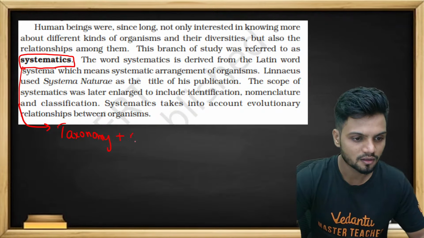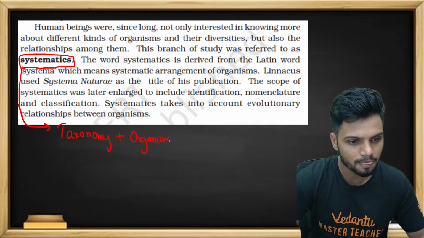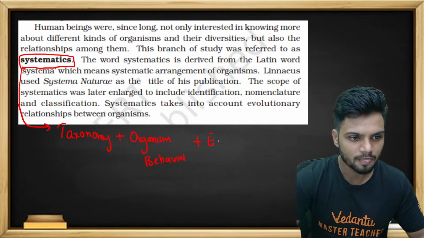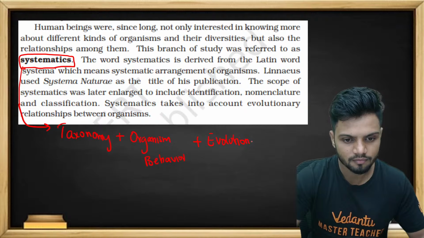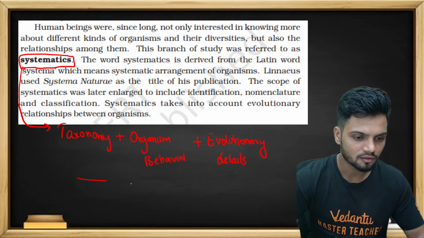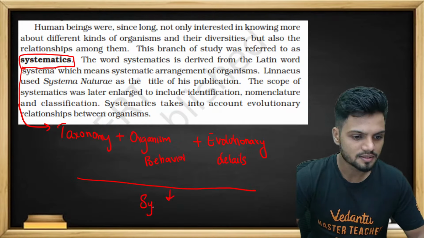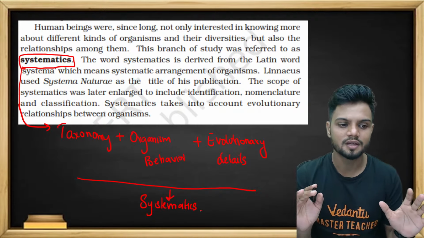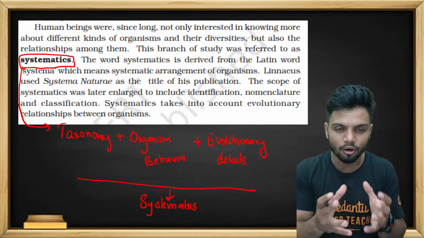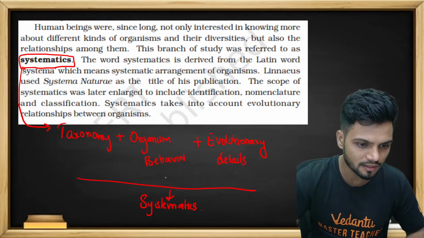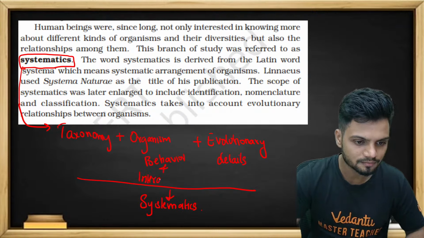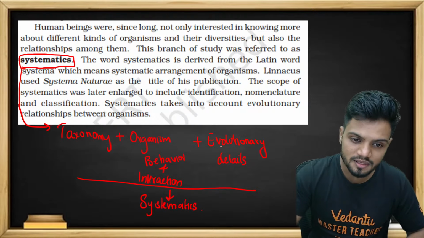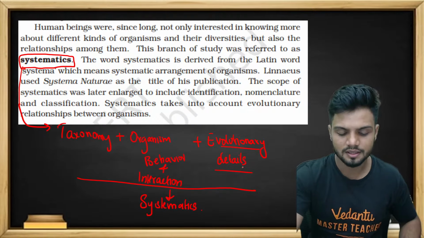Taxonomy plus organism behavior plus evolutionary details. When you add all three, you get systematics. That's all. Systematics. Taxonomy, what we learned in taxonomy, plus how the organisms are behaving or interacting, behavior and interaction, plus evolutionary details. It's called systematics.